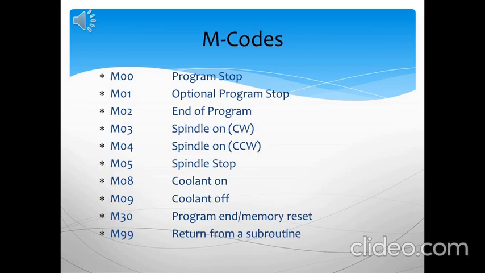Examples of M codes are given here and their functions are also given. M00 is for program stop, M01 for optional program stop, M02 for end of program, M03 spindle on, M04 spindle on counterclockwise, M05 spindle stop, M08 coolant on, M09 coolant off, M30 program end or memory reset, M99 return from a subroutine.